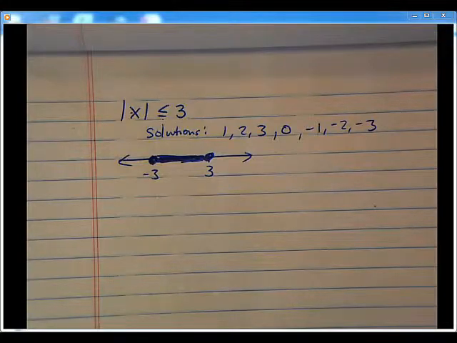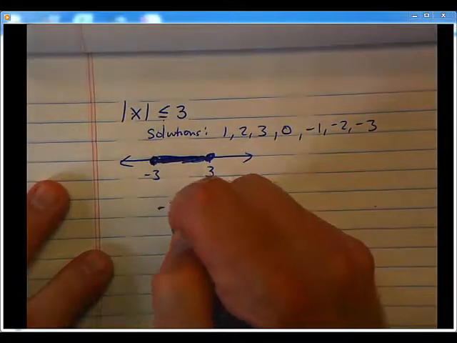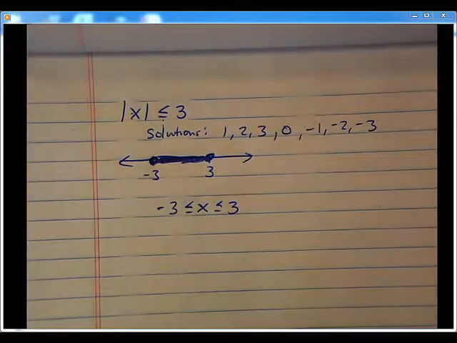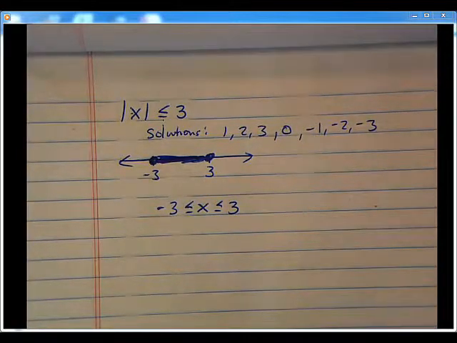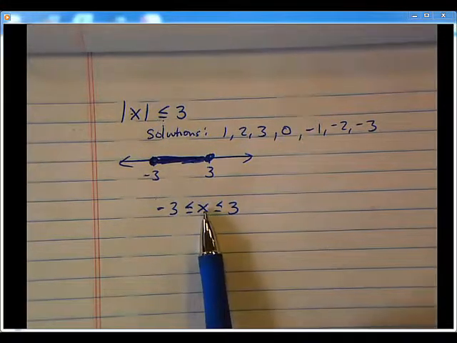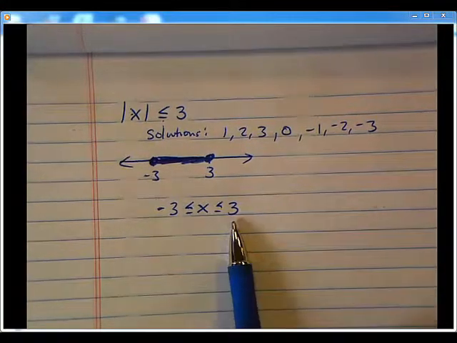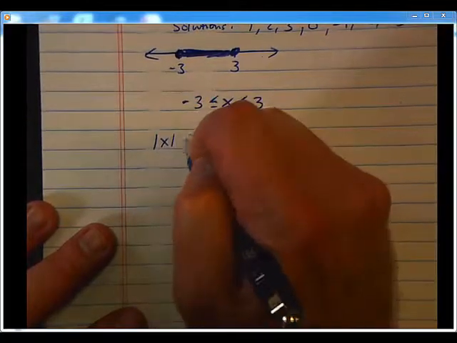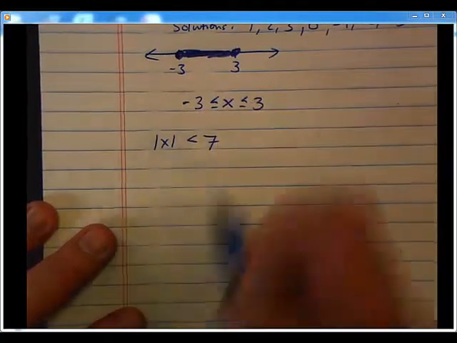So this reminds me a lot of what we did back in section 3.5, the last section. We can take that number line and write it as an inequality. So our answer would be negative 3 less than or equal to x less than or equal to 3. So notice what happens here. When you start with an absolute value inequality and the inequality is a less than, the x gets trapped in between the two numbers. The x is trapped in between -3 and 3.